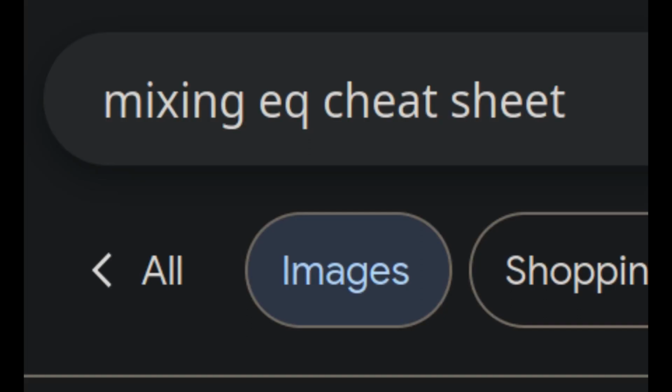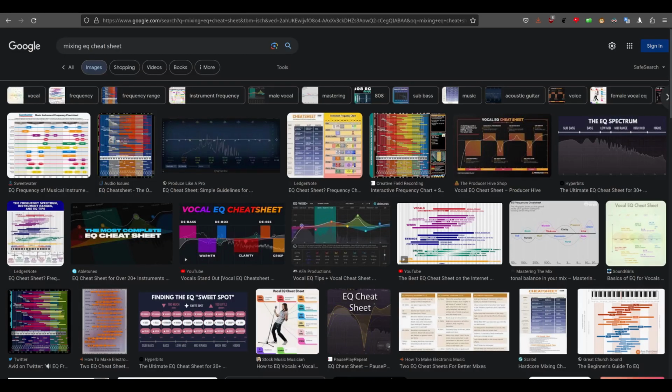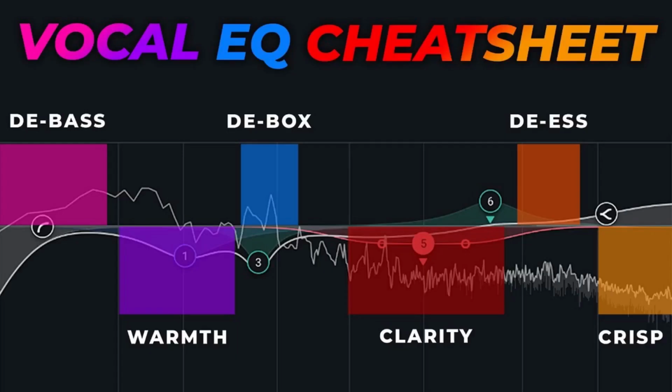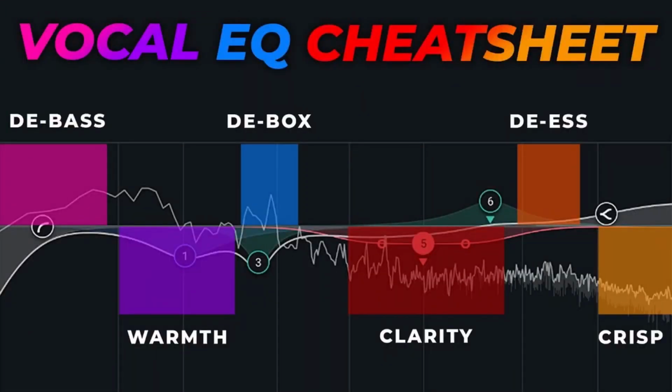Let's see. Mixing EQ cheat sheet. Oh boy. I hate the fact that I typed those words in. Let's see. D bass. Okay. Warmth. What does that mean? Why does reducing this make it warm? What is it? De-box. It's the box thing again. What does box mean? Can somebody please, here, $1 million reward.